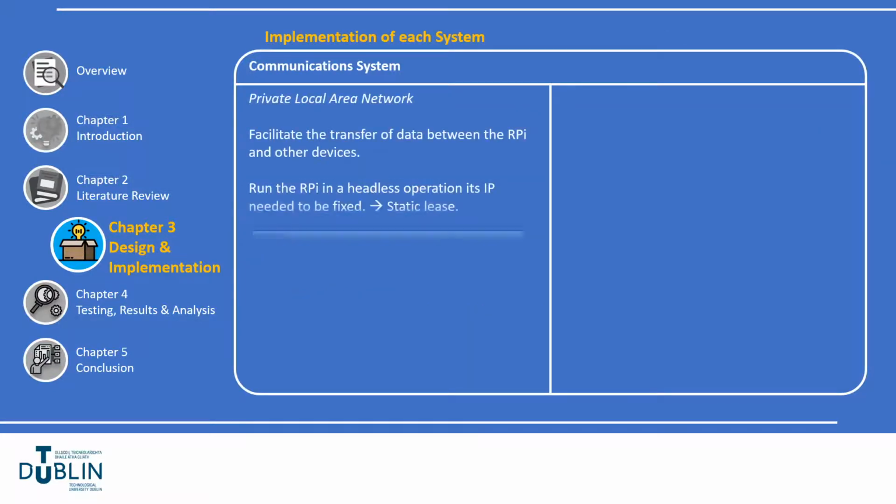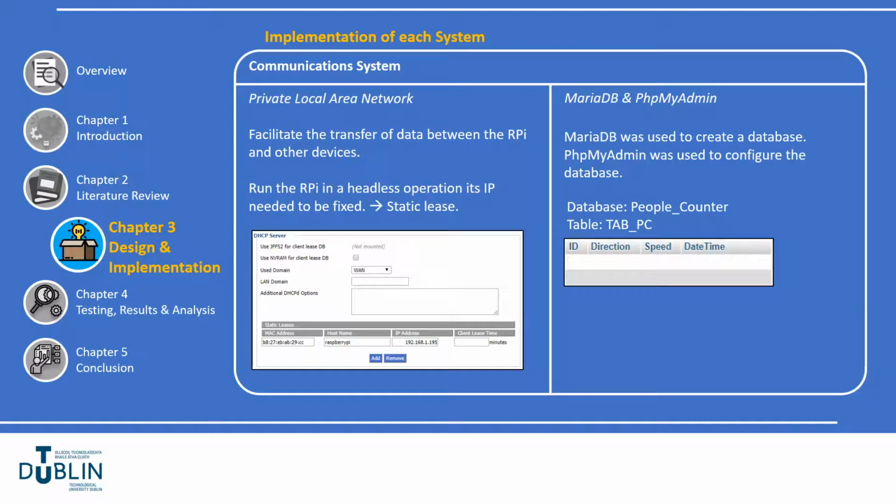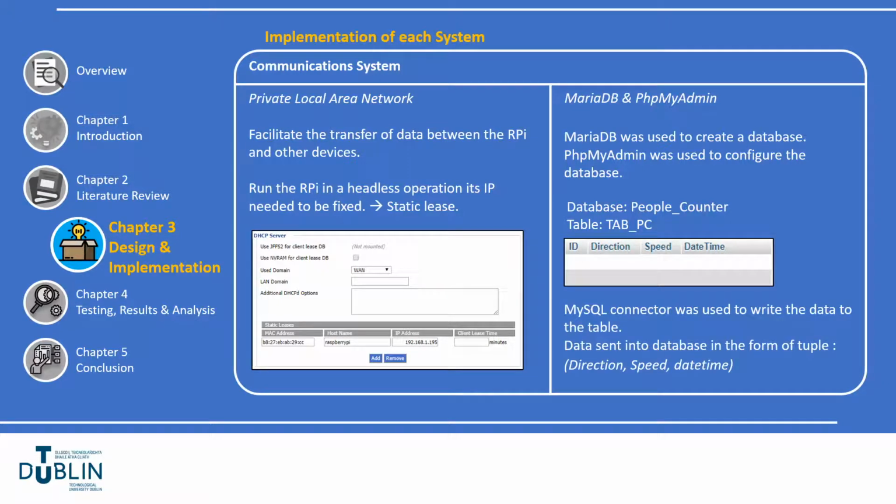Communication system. Private local area network. The plan was to run the Raspberry Pi in a headless operation. In order to do this, the IP address of the Raspberry Pi needs to be fixed. This was achieved by creating a static lease for the Raspberry Pi while configuring the local area network. MariaDB and PHPMyAdmin. MariaDB was used to create a database hosted on the Raspberry Pi. A table was created in this database that displayed ID, direction, speed, and datetime as shown in the image. MySQL connector was then used to write data to the table.